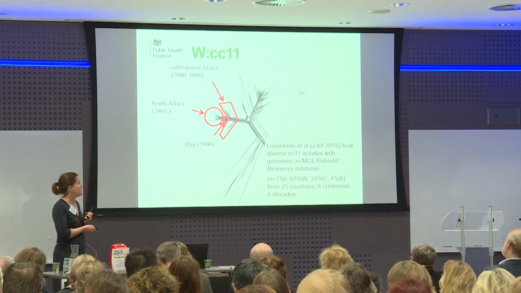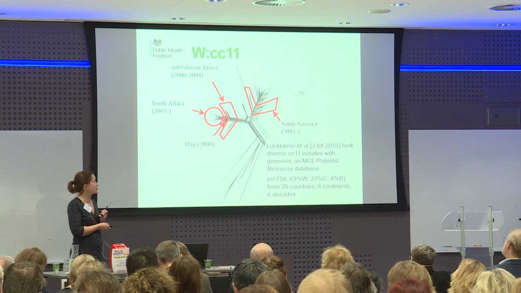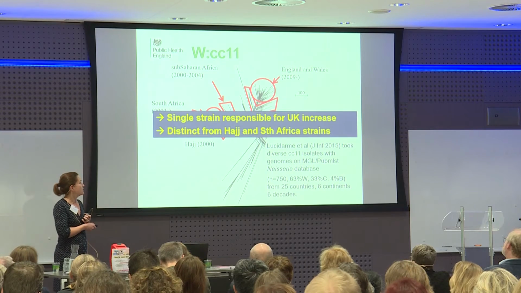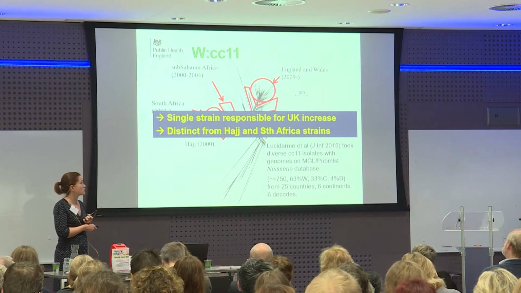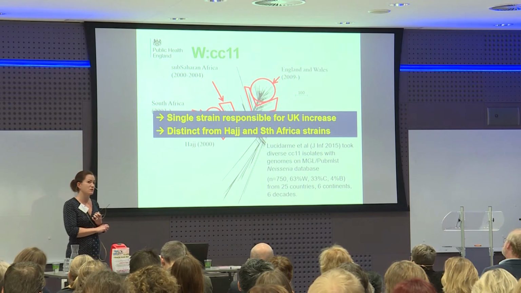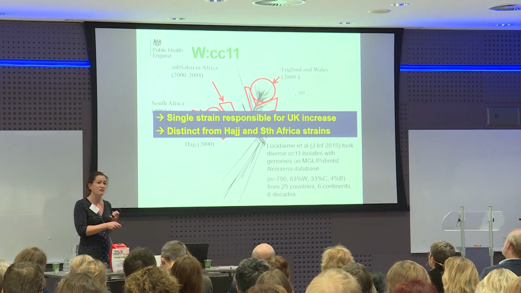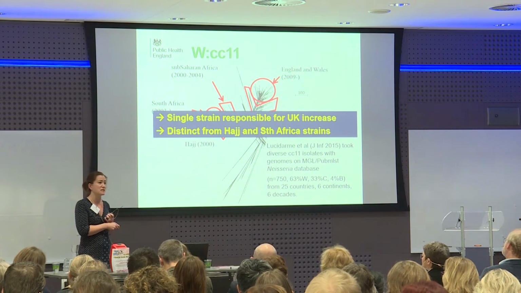It was originally thought that these outbreaks in South America and in England were probably linked to this original Haj strain. However, the South American isolates and the isolates from England are actually quite distal to those original Haj cases. So in summary, there appears to be a single strain responsible for the UK increase, which is distinct from that original Haj and the South African strains, and the UK strain is very closely related to the strains that have been seen in South America.